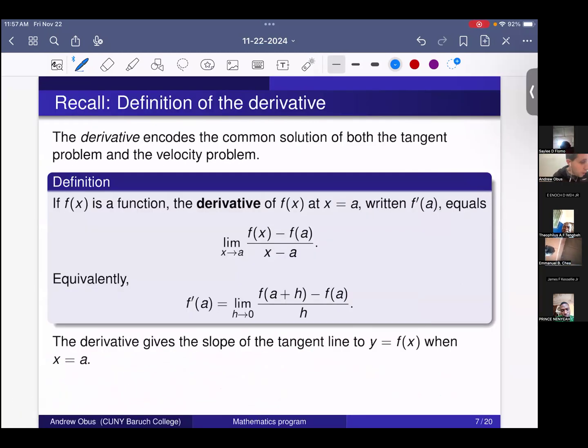So let me just recall, we talked about the tangent problem and the velocity problem. I didn't use the word derivative, but the derivative is what encodes this common solution of both the tangent problem and the velocity problem. So we talked about this last time.